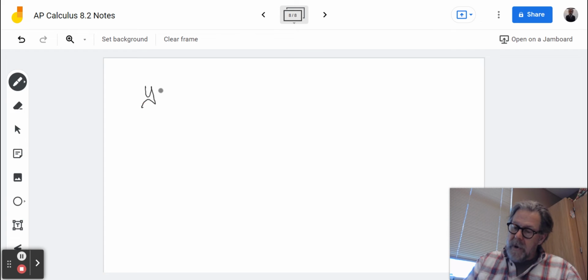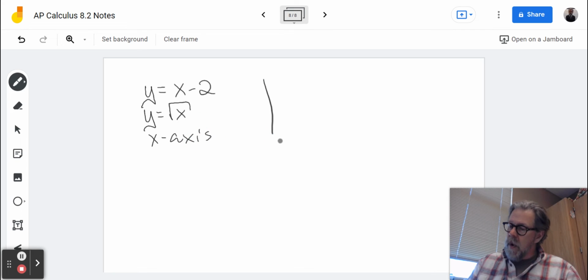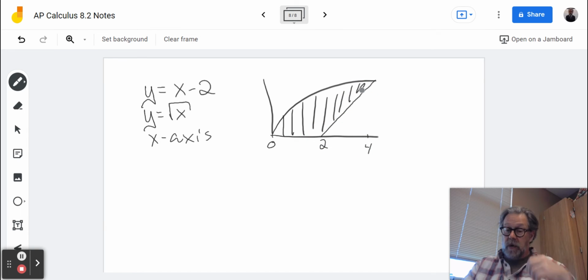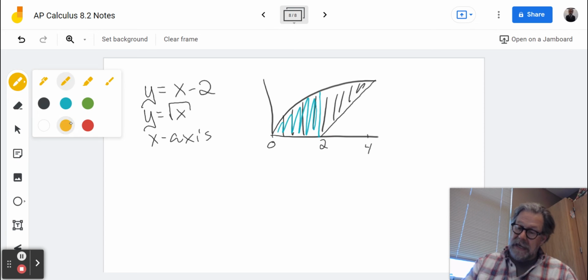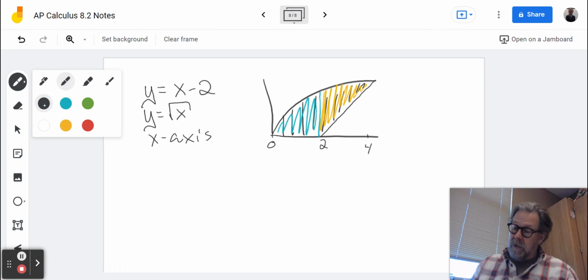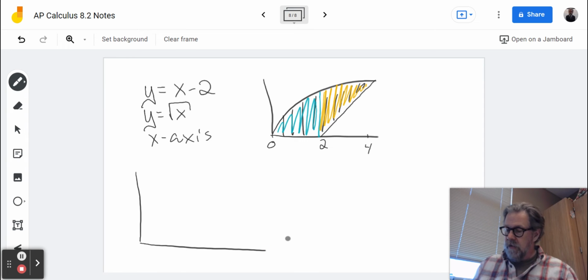Well, possibly y equals x minus 2, y equals square root of x, and the x-axis. Okay, why did we choose to do it this way? Well, we're familiar with all of these functions, and we know that these intersect at 0, 2, and 4, and we said, well, that's pretty easy, and we wrote two integrals. We wrote an integral for this side, and we wrote another integral for this side. Well, let's rethink this problem in terms of functions of y.